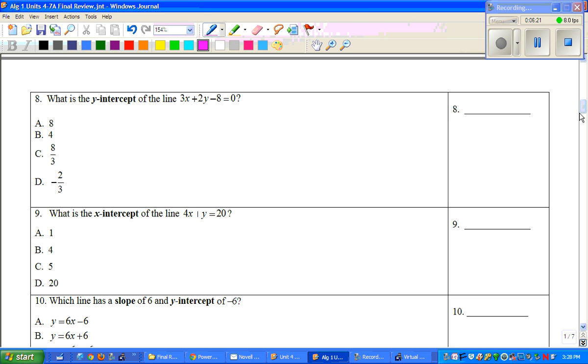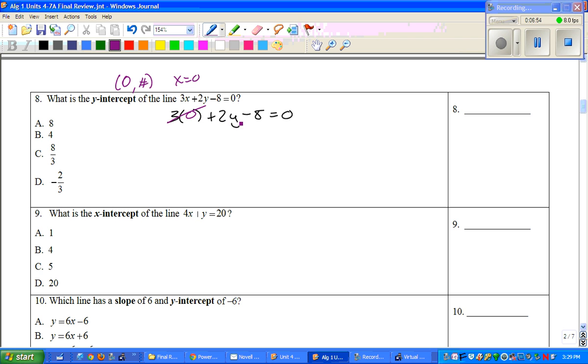What is the y-intercept of the line 3x plus 2y minus 8 equals 0? Okay, so when we're doing the y-intercept, we want to know where it crosses the y. So we need a number for y, but x is 0. So we're going to take this problem, plug in a 0 for x, and solve.